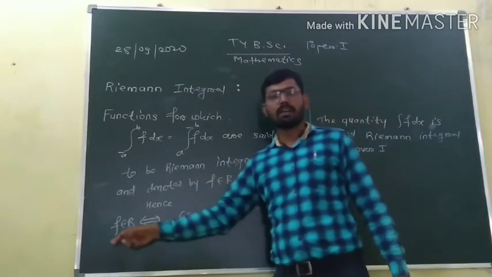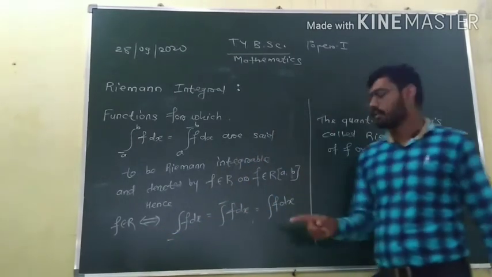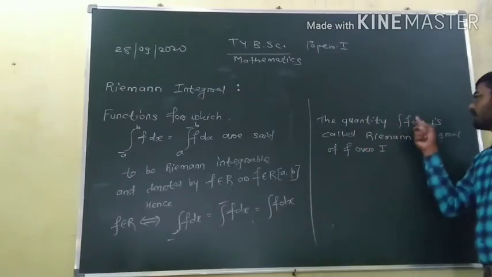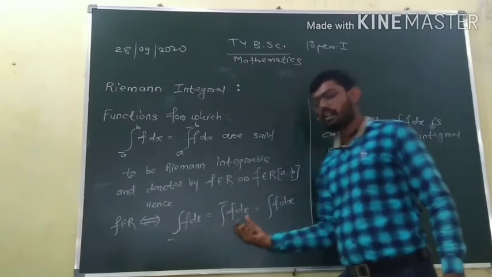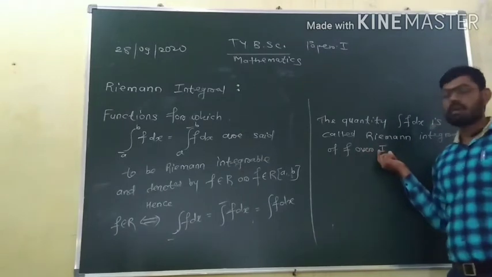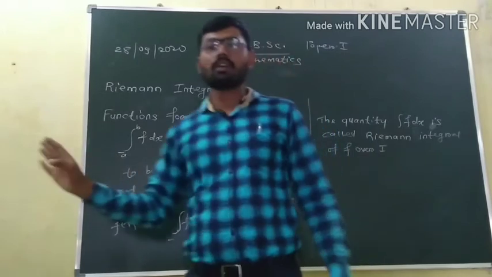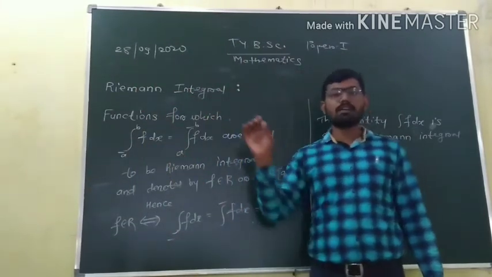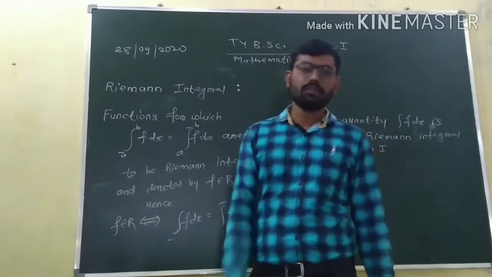So whenever a function is Riemann integrable, the lower integral and upper integral have the same value, and that same value is the Riemann integral of that function. Okay, the quantity integral of f dx, which is the common value of the lower integral and upper integral, is called the Riemann integral of the function over the closed bounded interval. So this is the definition of Riemann integrable functions. So for a function to be Riemann integrable, its lower integral and upper integral must be equal.